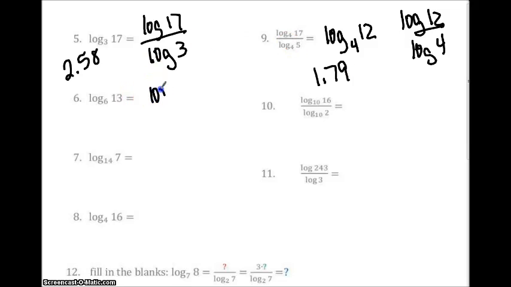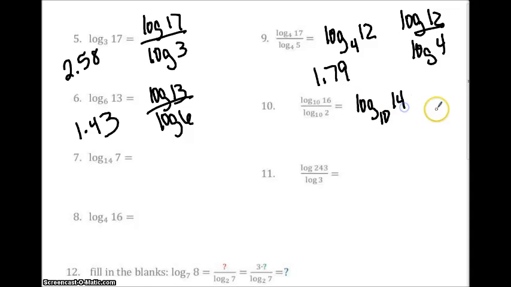Number 6 would become log of 13 divided by log of 6. Put it in your calculator. Log 13 closed divided by log 6, 1.43. Number 10, once again, you've got to subtract, and this becomes log base 10 of 16 minus 2 is 14. So this becomes log of 14 over log 10. So log 14 closed divided by log 10, 1.15.